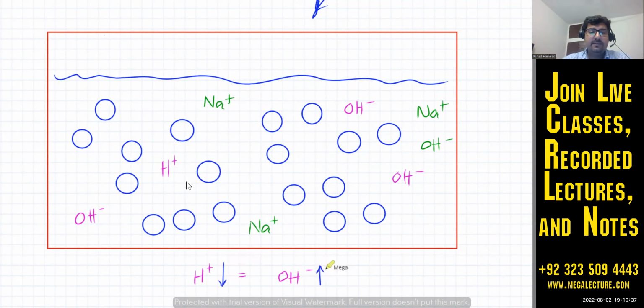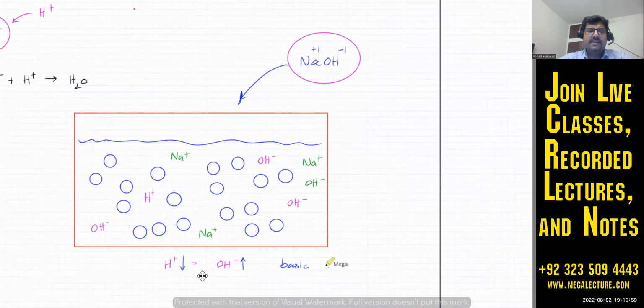Ab count karo zara, dekho kya tha. Pehle equal tha na, now you've got just one H+1, right? And you've got 1, 2, 3, and 4 OH ions, right? So the quantity of OH ions is going up and the quantity of H+1 is going down. That means the solution is turning basic. It's got a lot more OH ions and a lot fewer H+1, okay? So that is what adding a base does.